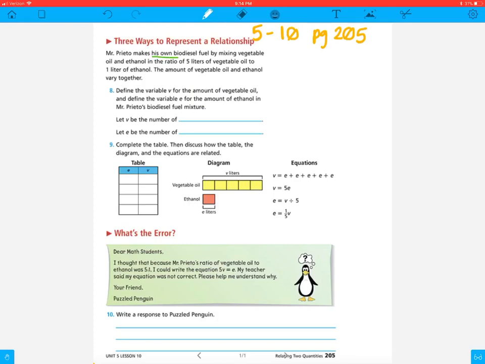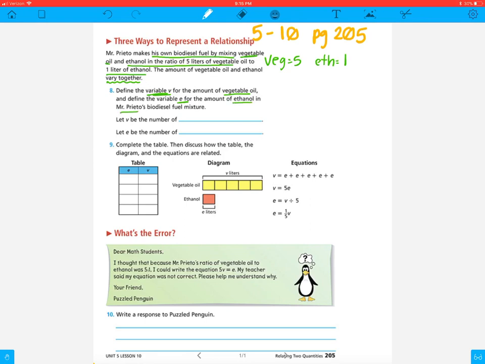So there's Mr. Prado, and he makes his own biodiesel fuel, but he mixes two things. It's vegetable oil and ethanol. The ratio is 5 liters of vegetable oil to 1 liter of ethanol. So for every 5 liters of vegetable oil, there's 1 liter of ethanol. The amount of vegetable oil and ethanol vary together. So when you have 5 liters of vegetable oil, you get 1 liter of ethanol. If you have 10 liters of vegetable oil, you have 2 liters of ethanol, and so on.